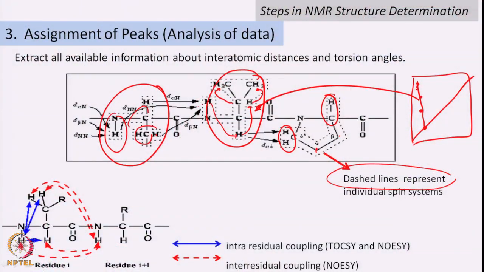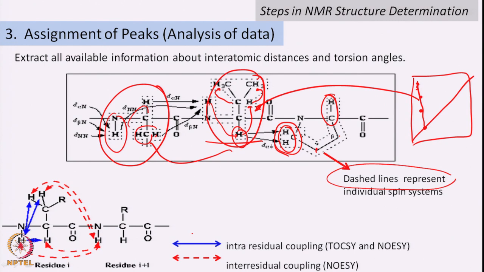So, if we do NOESY, we know that this CH2 can show a correlation peak with this NH. If this correlation from this NH to CH2 is seen in the NOESY spectrum, then we know that this valine is near to this residue. Similarly, if we see some H alpha showing a correlation peak with the proline protons, then we know that these two are near in space, and that is how they have a correlation peak in the NOESY spectrum.